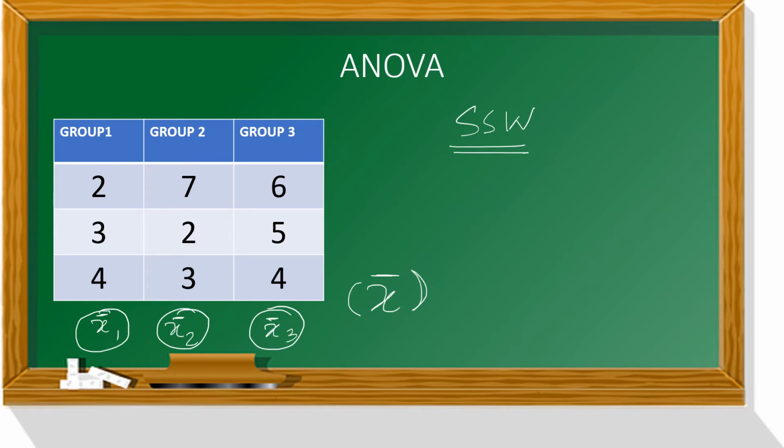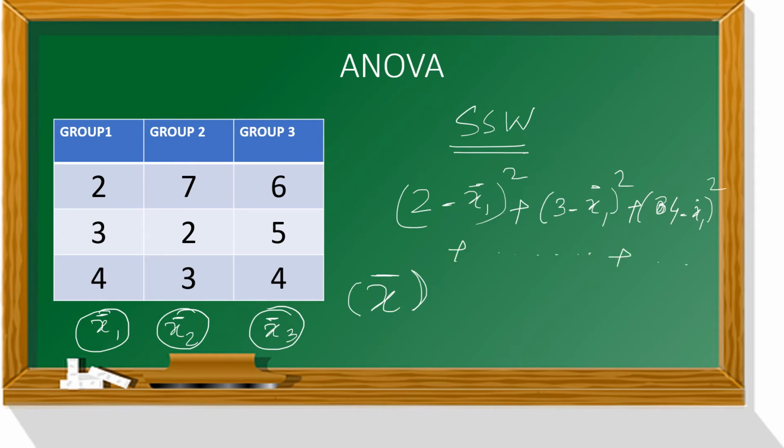Now we take the individual observations from the group. We will take 2 minus x1 bar and square it, plus 3 minus x1 bar, squared, plus 4 minus x1 bar, squared. Similarly, we will do this for the second group and for the third group. What we get is SSW.